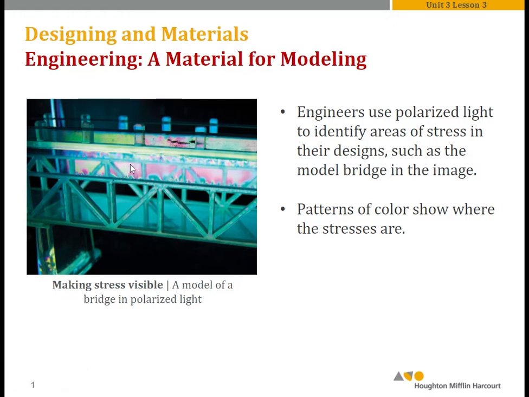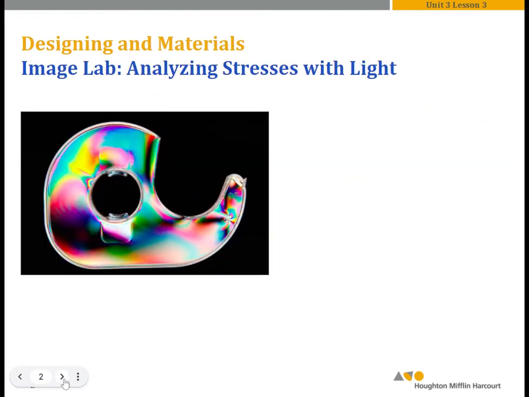Where we see these broad areas where there are no changes in color, those are areas of low stress. Where you see the stripes of varying color, those are areas of higher stress. And by doing this kind of analysis, engineers can identify where there might be areas of stress on a design, and then they can adjust the design in their next iteration to account for those areas of stress.